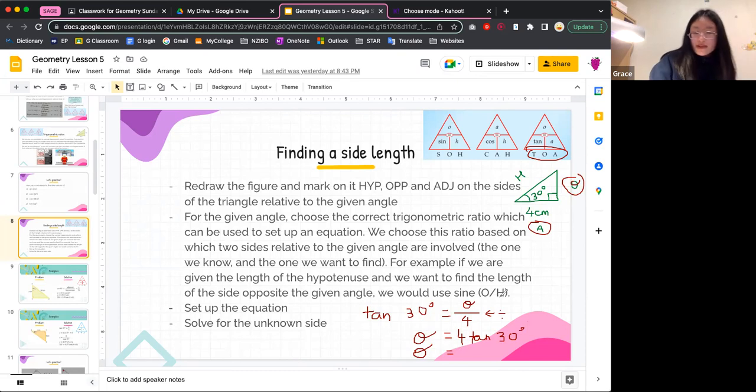Would someone like to type it out in their calculator and maybe write in what the opposite side length is? Oh, yep, someone just sent through in the chat, 2.31 centimeters is exactly right. Oh, 3 decimal places. Cool.